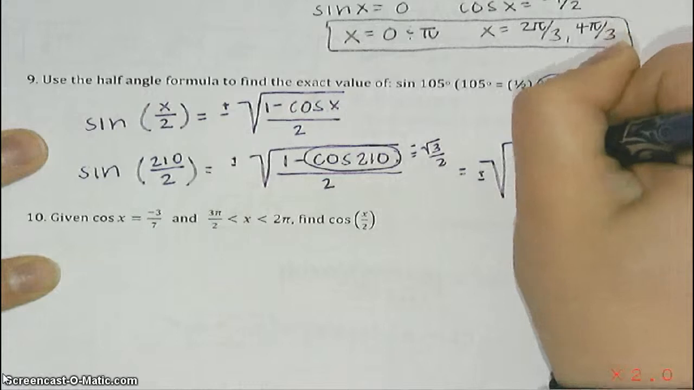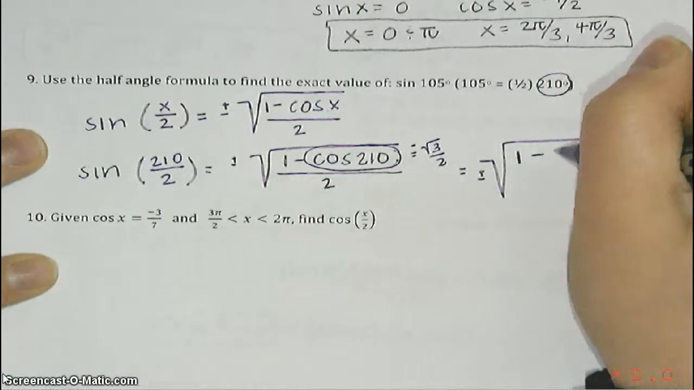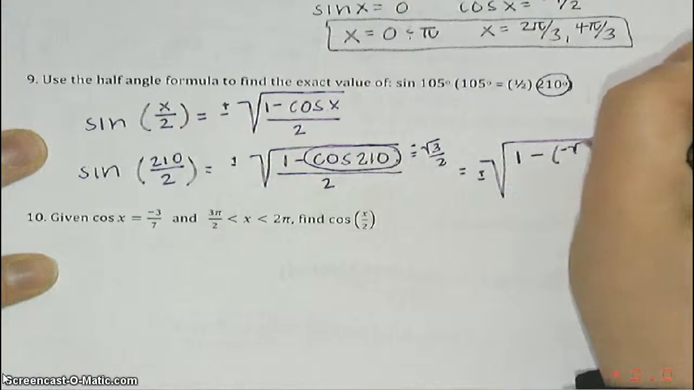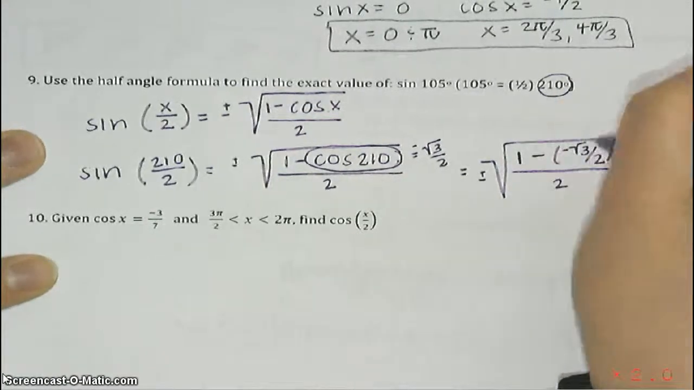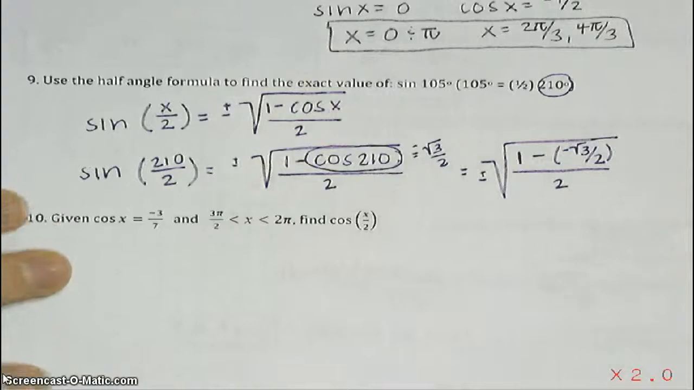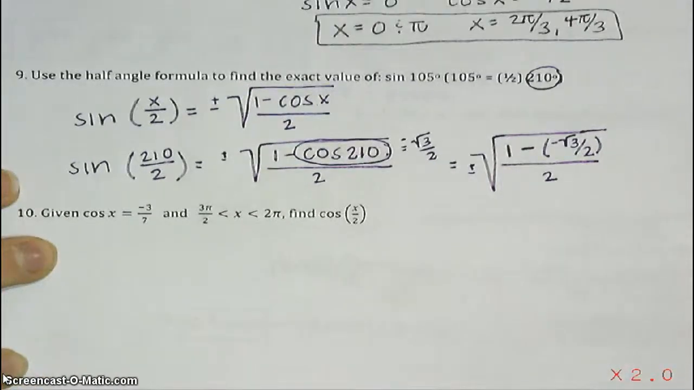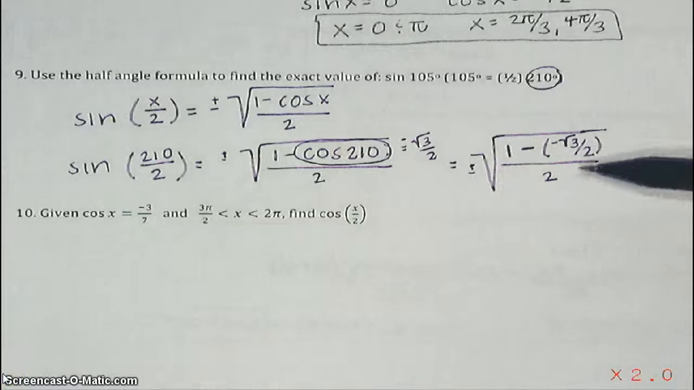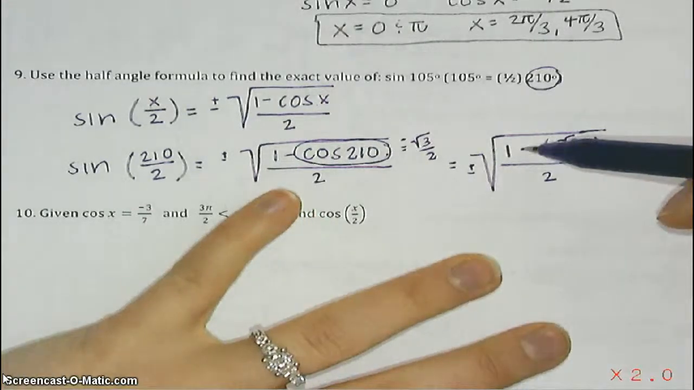That will take the whole place of all of the cosine values. So what I mean by that is that it's going to become 1 minus the quantity negative square root of 3 over 2, all over 2. A little simplifying, and you should be done with this. First off, the minus negative will become a plus.